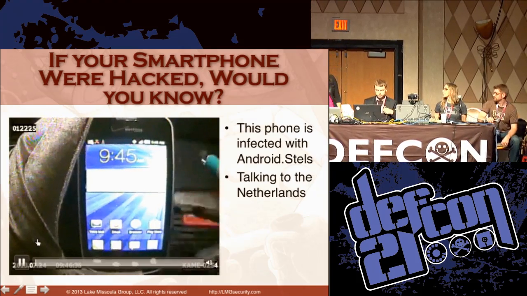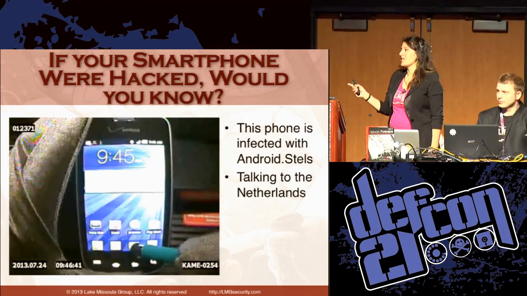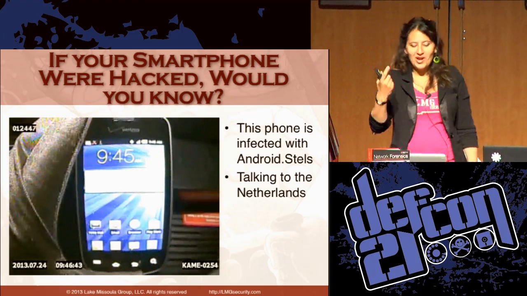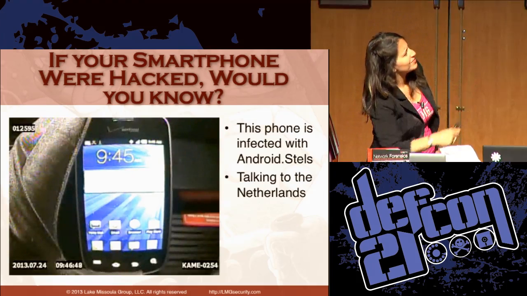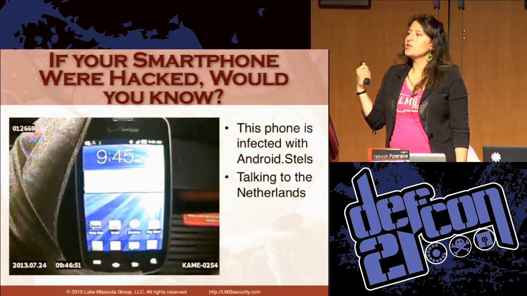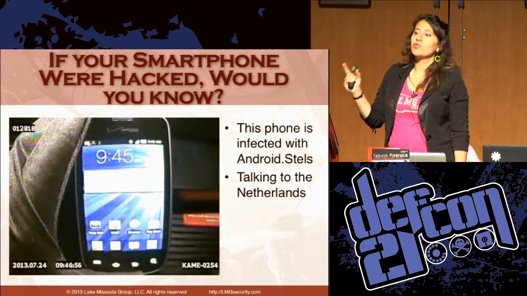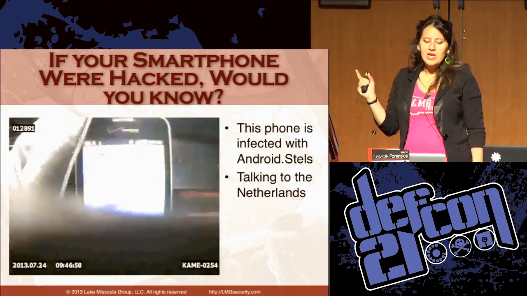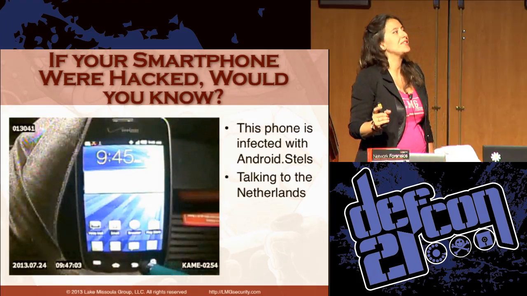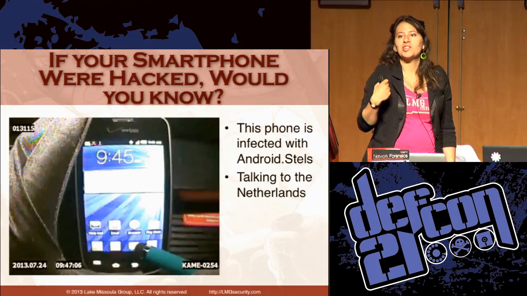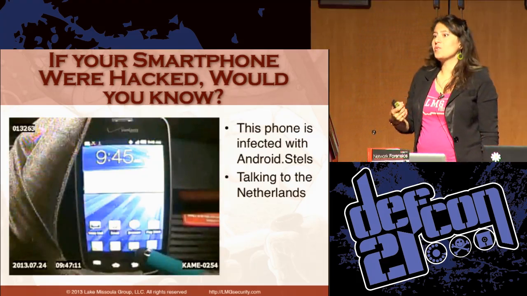So if your cell phone were hacked, how would you know about it? Probably half of you today in this room have cell phones that are hacked, but you can't tell. You can pick it up, you can look at it. The video you see on the screen here, and I don't know why it's not displaying in great resolution, sorry about that, shows a cell phone that's infected with the Android Stealth malware. What you see is it sending data out to the Netherlands every 5 minutes or every 15 minutes, depending on whether or not it gets a response from the command and control server. And if you were a user looking at this phone, you would never know about it.